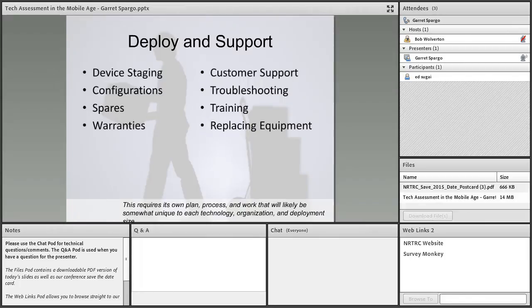Now, deploying and support typically comprises a whole bunch of activities, ranging from device staging, configuring the equipment, procuring spares, establishing warranties and when they kick off, doing customer support and troubleshooting, training, replacing that equipment, all of that. And this is absolutely true for mobile health as well. Having a clear plan in place for how you're going to deploy this and support it at both the patient side and the provider side can be complex.